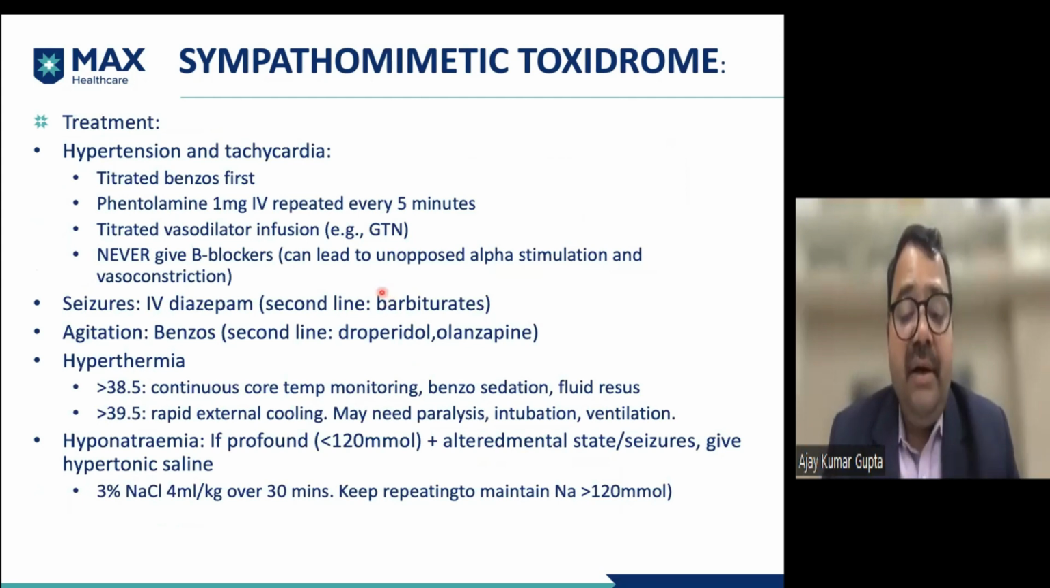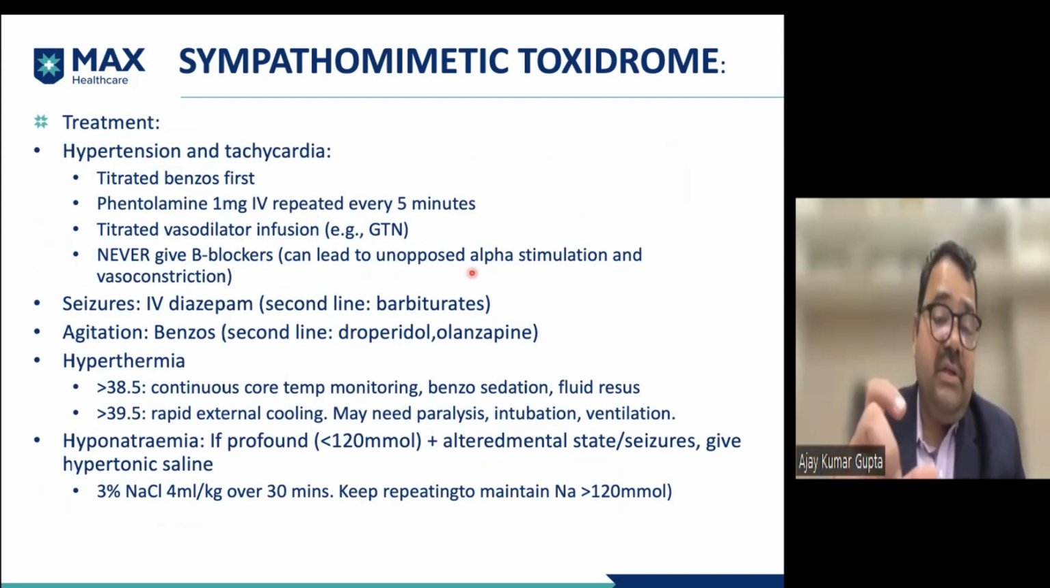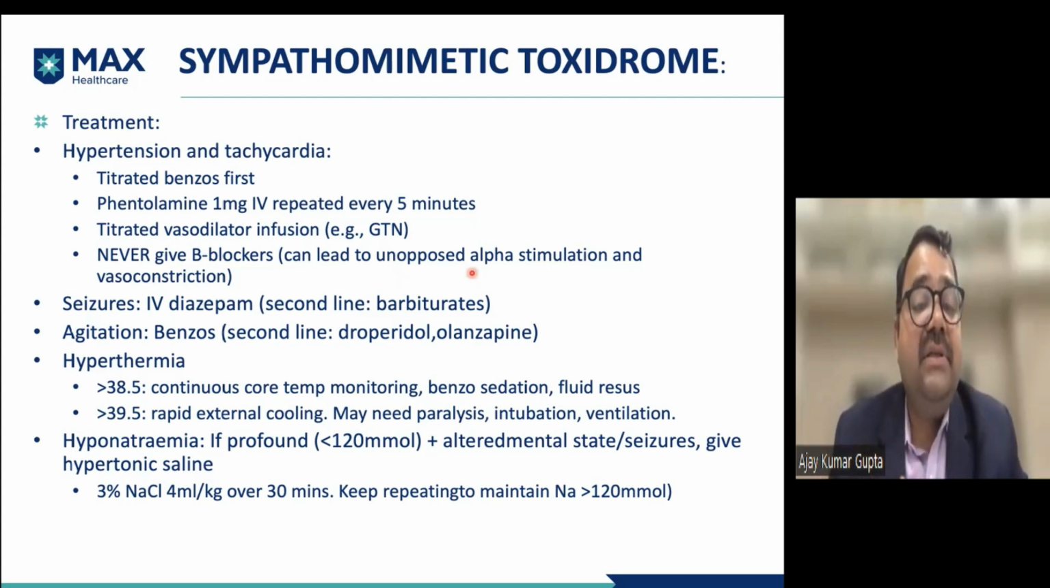So if we talk about the treatment, it includes the treatment for hypertension and the tachycardia, like the titrated benzodiazepines are the first choice. Then the phentolamine 1 milligram IV, it is repeated every 5 minutes. Then we use the titrated vasodilator infusion like the GTN or nitroglycerin. Then we never give a beta blocker because it can lead to an unopposed alpha stimulation and vasoconstriction. So we don't need a vasoconstriction in such patients.